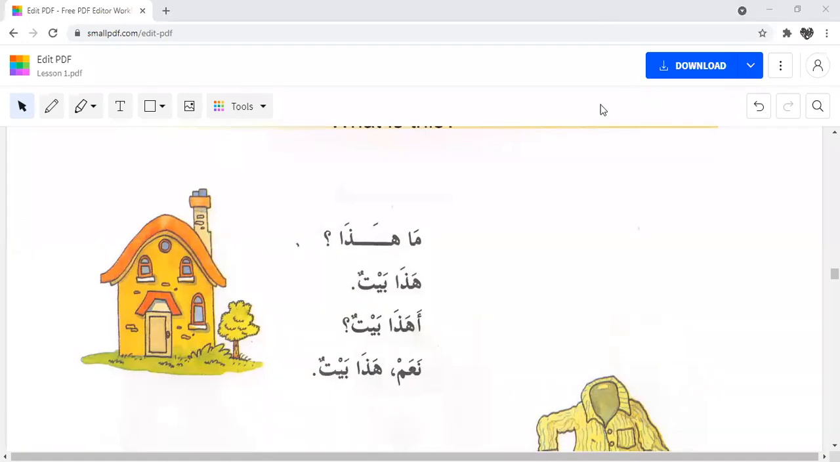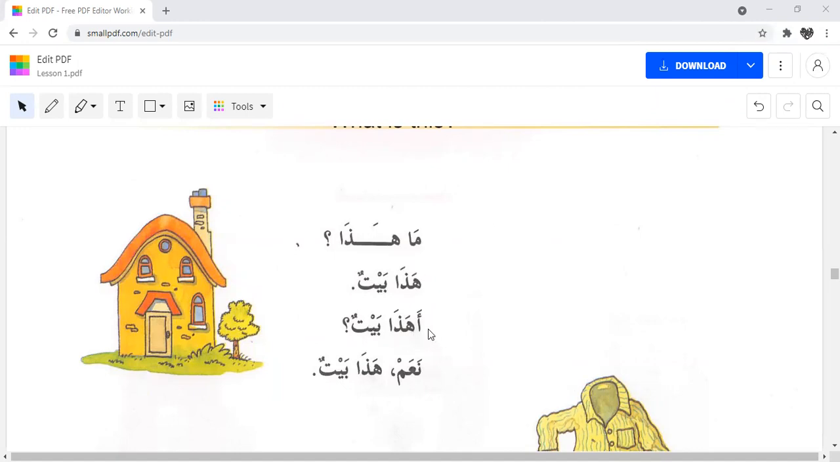Madinah just read. Sobia, can you please read? Assalamu alaikum. Ma hada, what is this? Hada baytun, this is a house. Hada baytun, is this a house? Is that right? Yes, that's correct. Is this a house? Na'am, hada baytun, yes, this is a house. Okay, thank you so much.